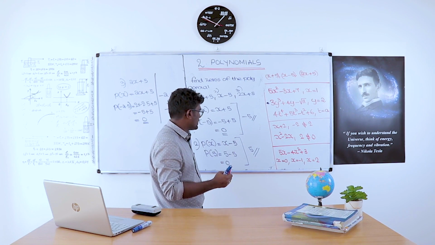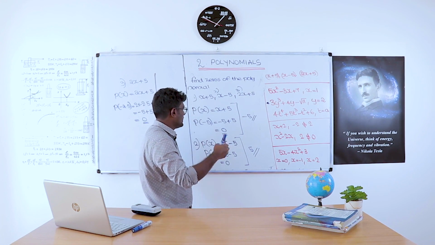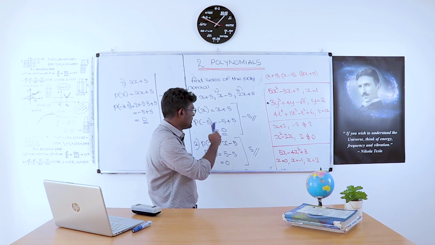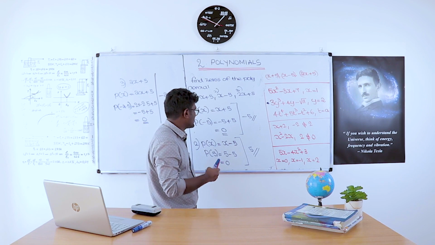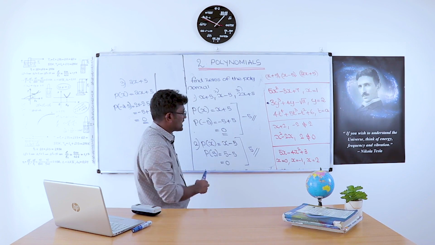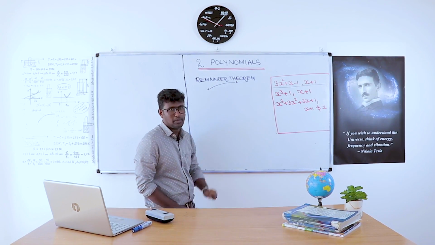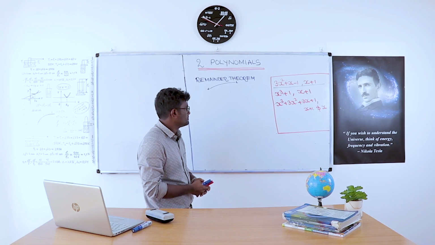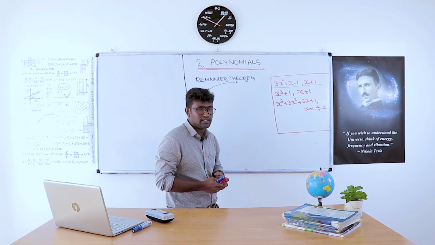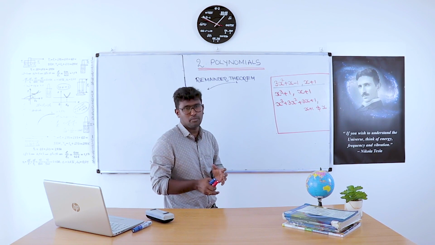Now there is another topic called the remainder theorem and factorization method. We will discuss remainder theorem and factorization method as the next topic. So this is the method of finding the values of different polynomials. Moving to the next topic called remainder theorem, before that we want to know how to divide two polynomials.